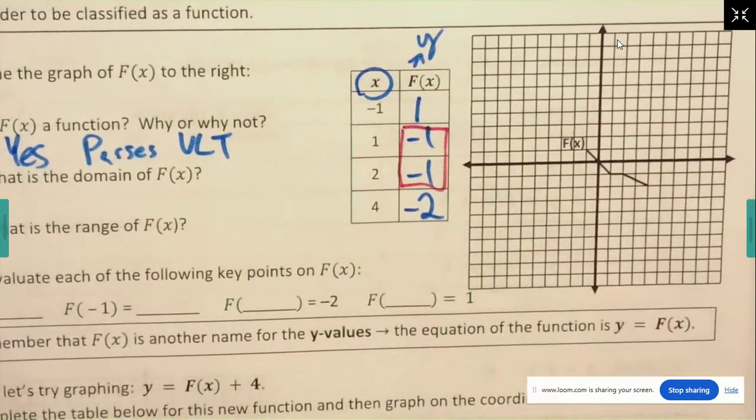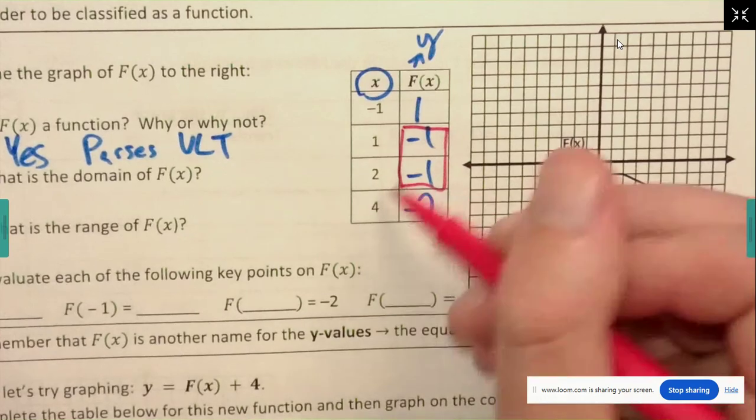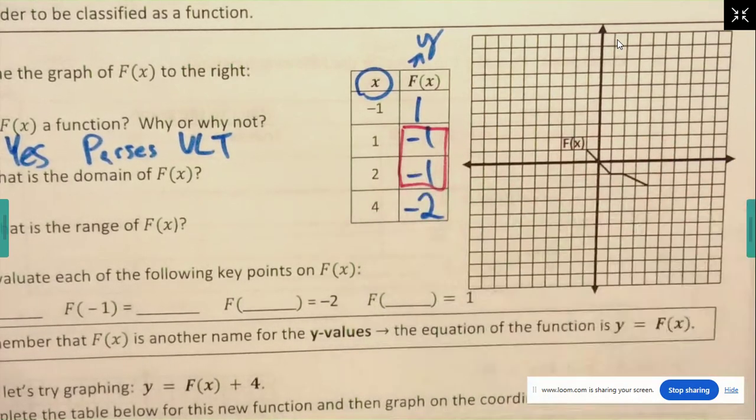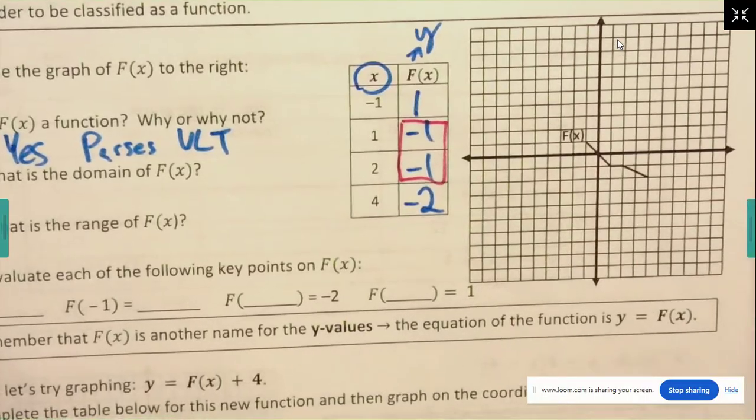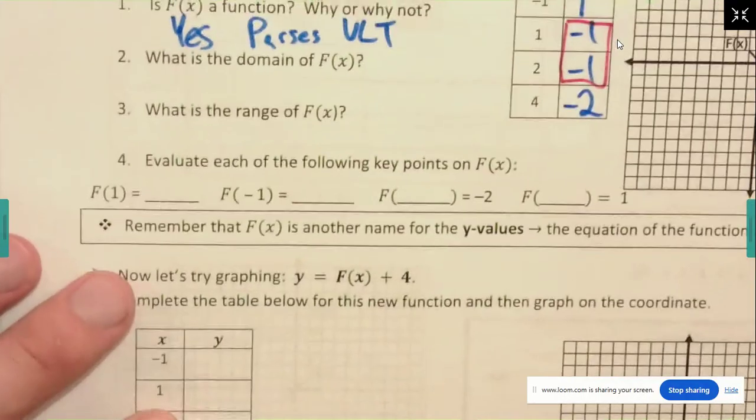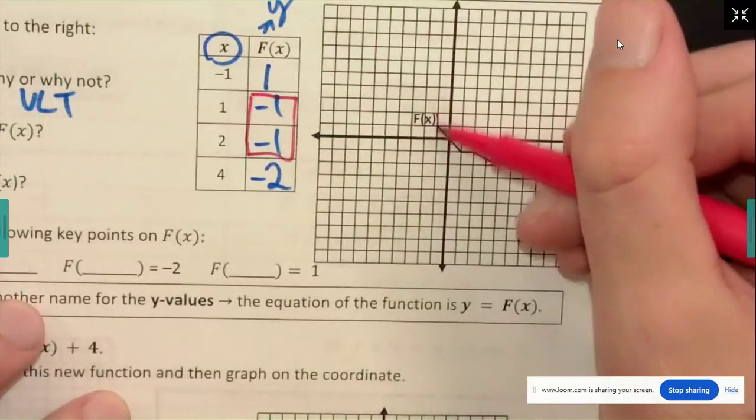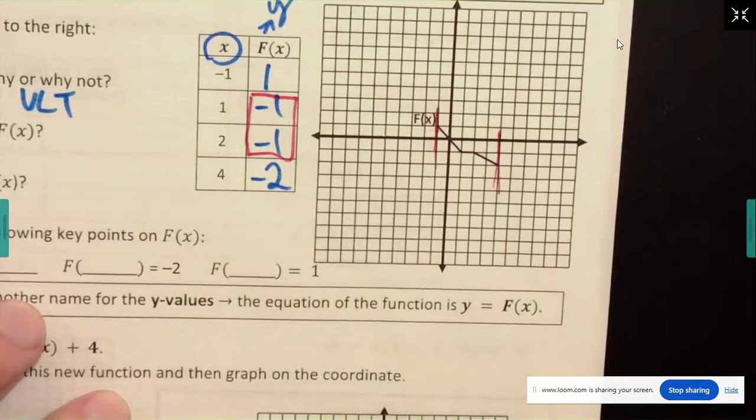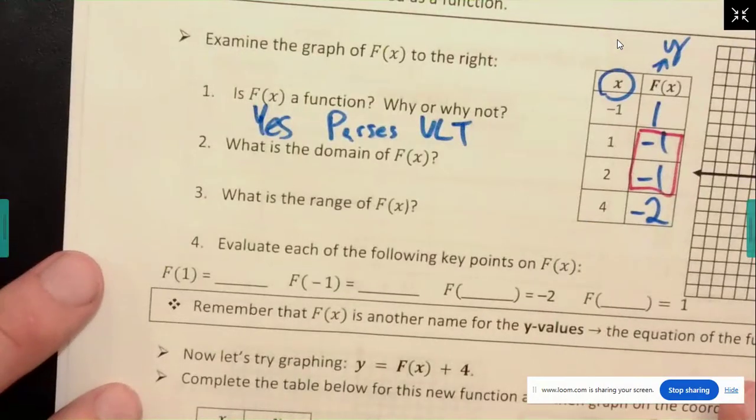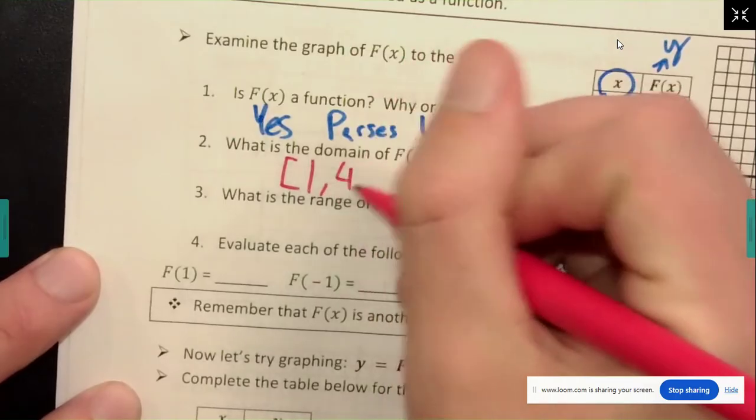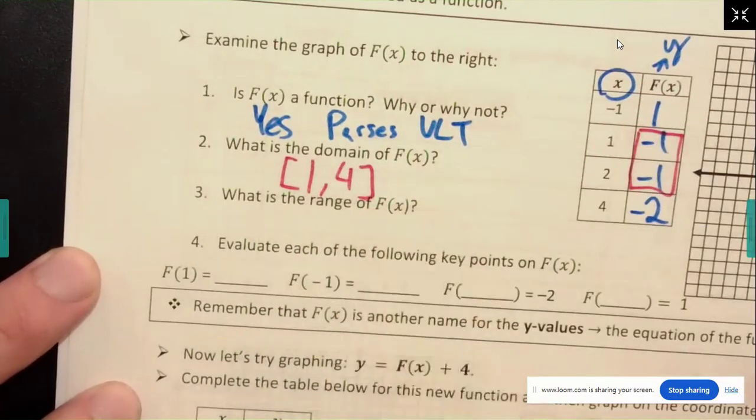Okay, so it doesn't work going from left to right, from x to y, but going from y to x, that's cool. It doesn't matter. We're not looking for a horizontal line test, just a vertical. So what's the domain? Okay, well, the furthest left I go is -1. The furthest right I go is 4. So the domain, and remember we put this in brackets, goes from -1 to 4. And I go the lowest number first, the highest number second.